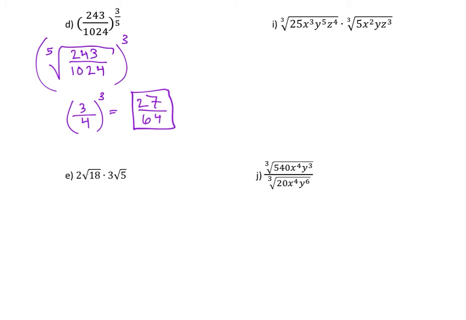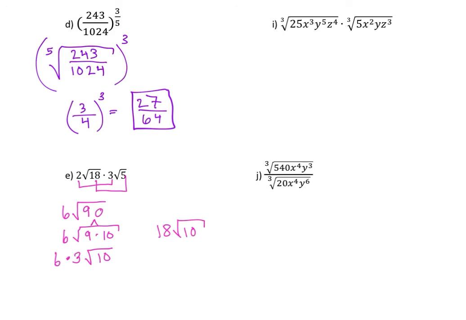Okay, so for E, we actually want to multiply the constants and then the insides. If I have 2 times 3, that is 6. And then 18 times 5 is 90. We can rewrite 90 as the factors of 9 times 10. The square root of 9 is 3, so I'm going to multiply it out in front. And then 6 times 3 is 18. And I can't do anything with the square root of 10, so that is our answer.